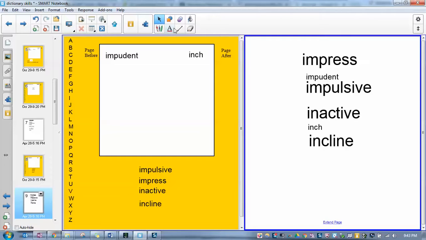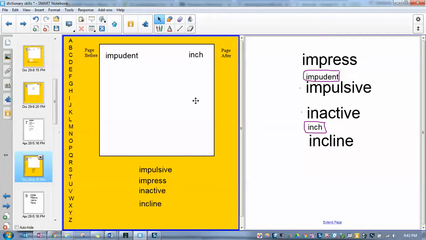So if I was doing this on scrap paper, I might want to draw a box around my guide words so that I remember that these are my guide words here. So only these two words actually fall on the page with the guide words impudent and inch. So I'm going to put the words impulsive and inactive up on the page, and then I will write that impress comes before impudent and inch in the dictionary, and incline comes after inch in the dictionary.